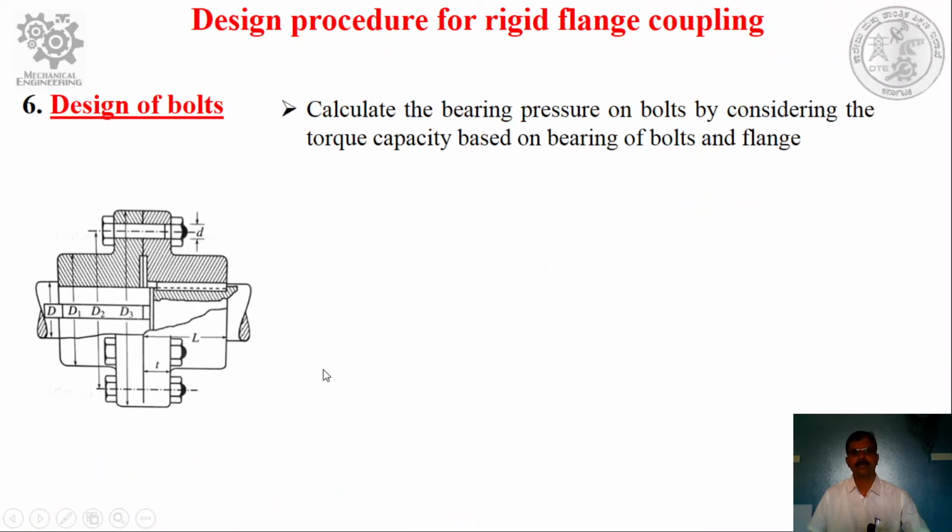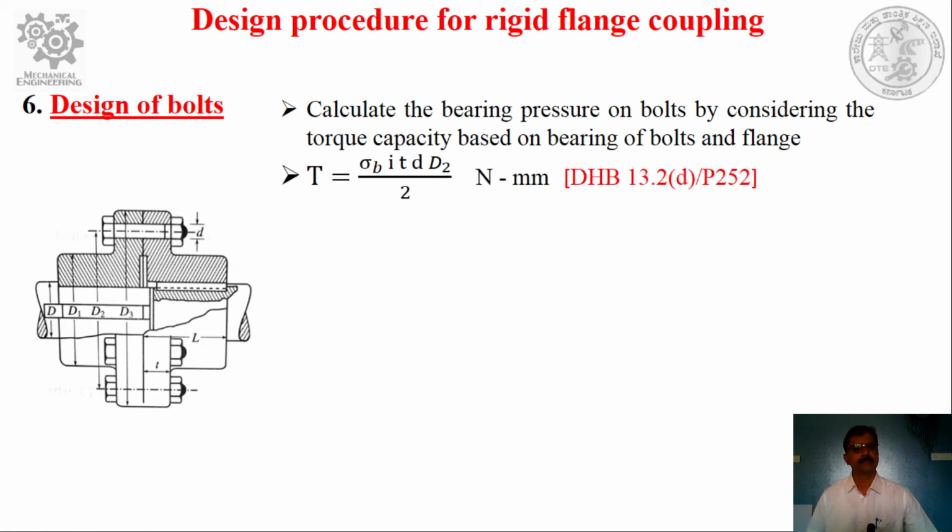Calculate the bearing pressure on bolts by considering the torque capacity based on the bearing of bolts in the flanges. Here, we already calculated the number of bolts with the empirical rule and designed the bolts with the help of the shearing capacity. But here, the bolt is subjected to both shearing as well as bearing. Once the bolt is strong enough to withstand the shearing load, it may fail under the bearing. The crushing takes place between the flange and the bolt material.